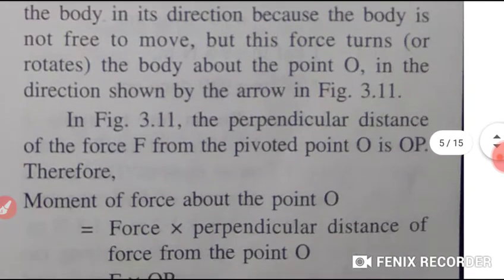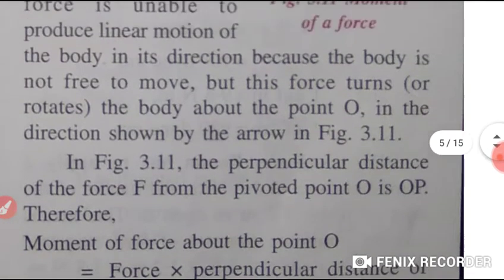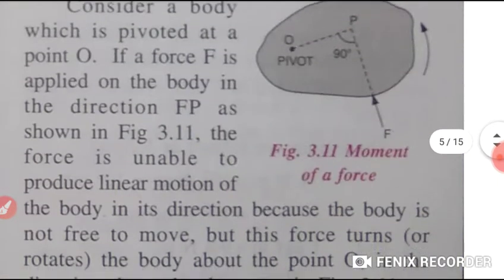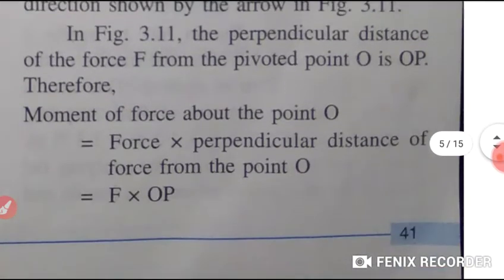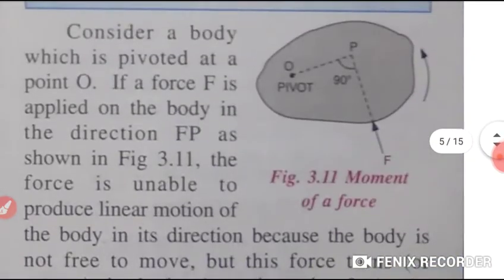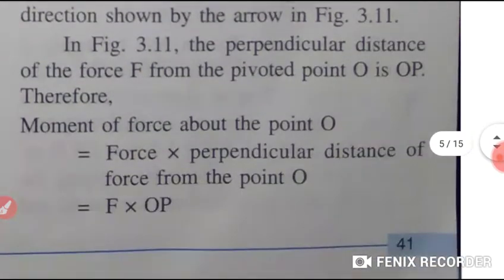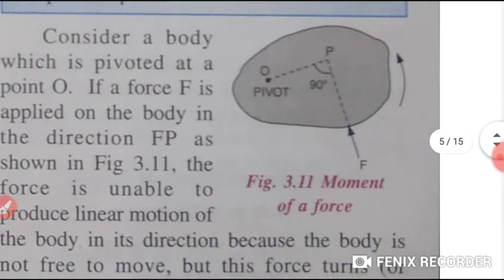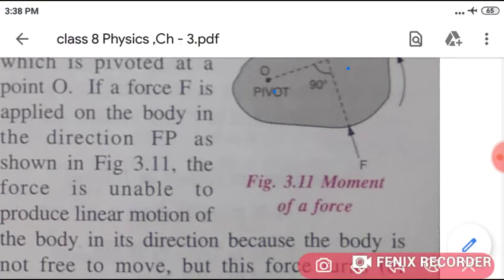So, students, in this diagram, the perpendicular distance of the force F from the pivoted point O is what? OP, right? Now, that means moment of force about the point O is equal to what? Force multiplied by what? Perpendicular distance of the force from the point O. Clear? That means F multiplied by OP here. Now students, we will see the unit of moment of force.